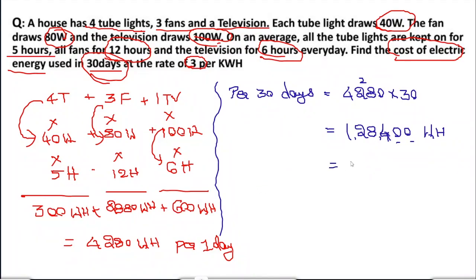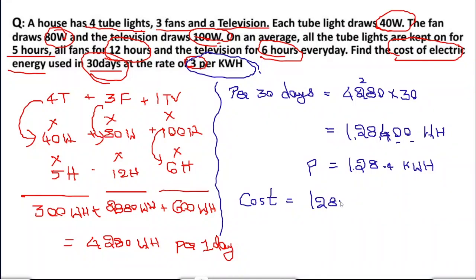But power is generally written in kilowatt hours, right? So how can we write it? 128.4 kilowatt hours. But here they have mentioned that per 1 kilowatt hour, it is 3 rupees, right? So this is power consumption. Then the amount or the cost we need to find. So what is the cost? Here we have 128.4 kilowatts, and per 1 kilowatt hour it is 3 rupees, right?